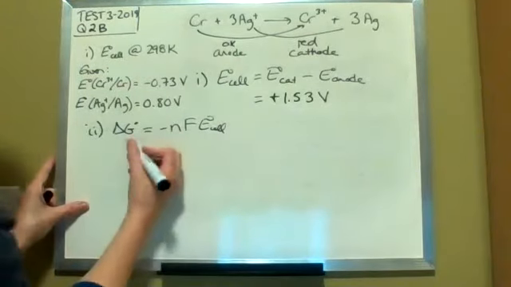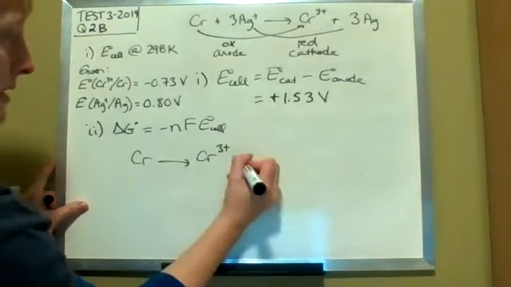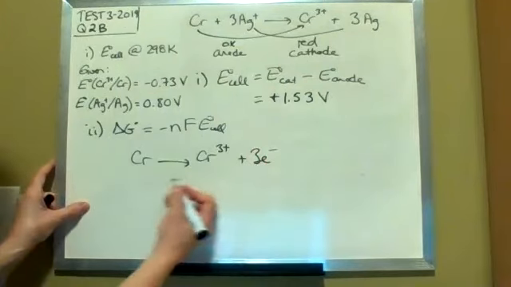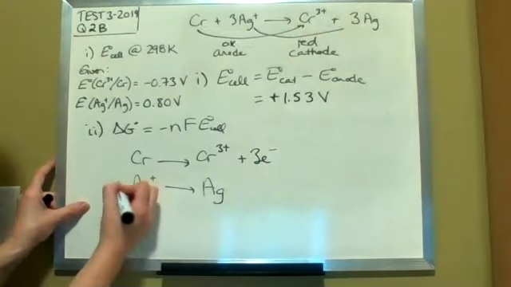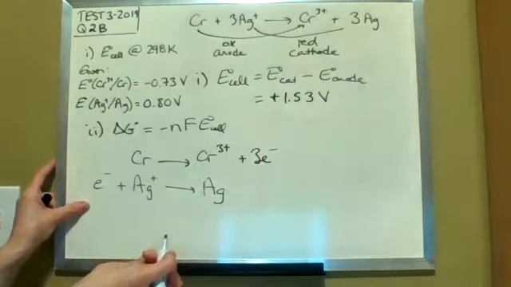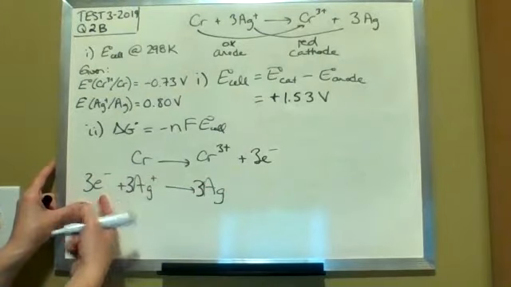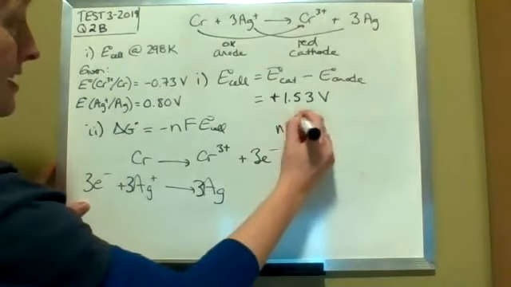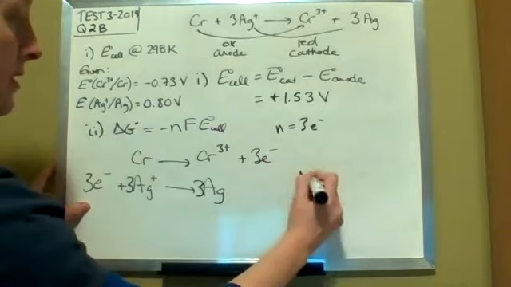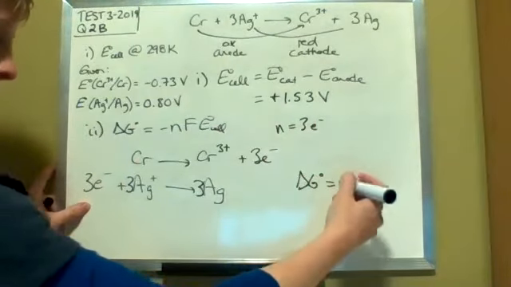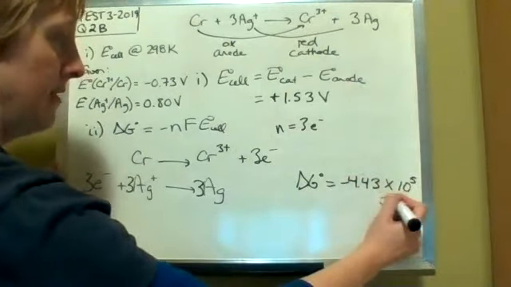Looking at each of these half reactions, we have chromium going to chromium 3+, which needs 3 electrons to balance. The other one is silver plus going to silver, with the charge, 1 electron. You can see you have to multiply this whole thing by 3 in order to cancel out your electrons. So in this case, N is 3 electrons. So you know N, you know F, you know E0 cell. Delta G0 is minus 4.43 times 10 to the 5, in joules.